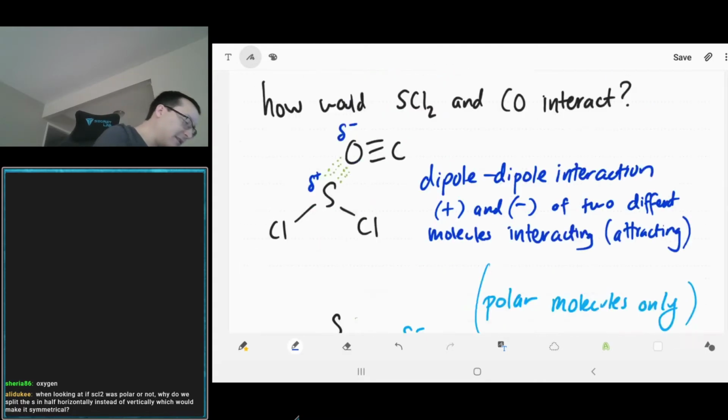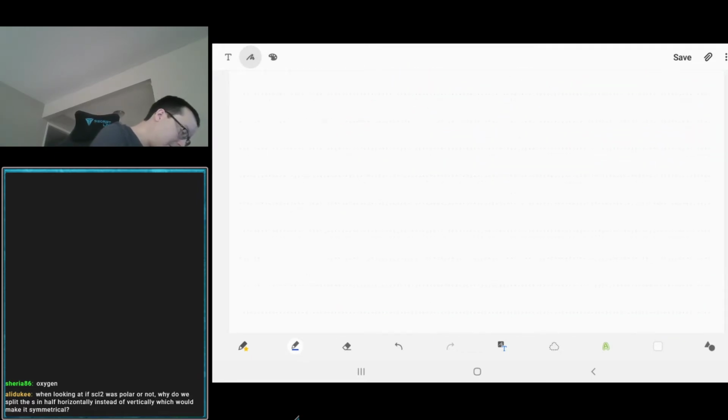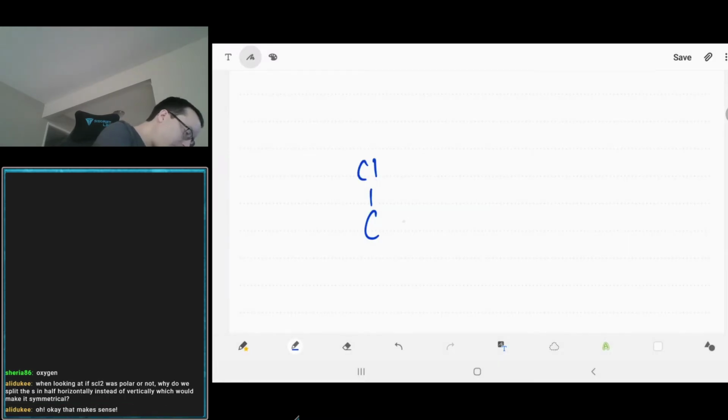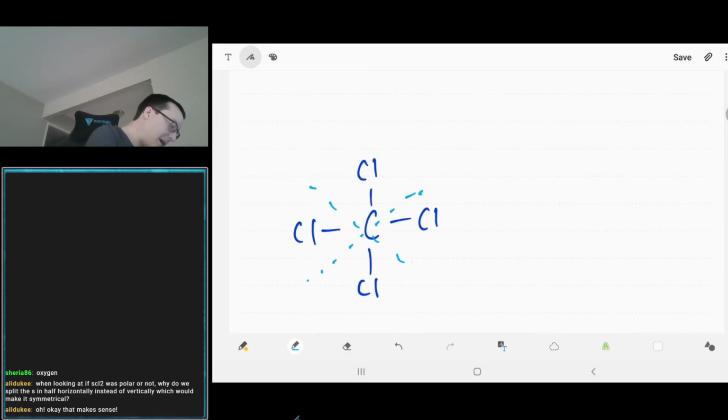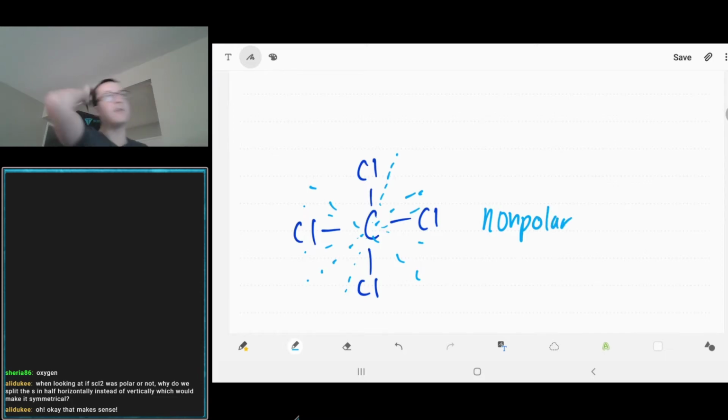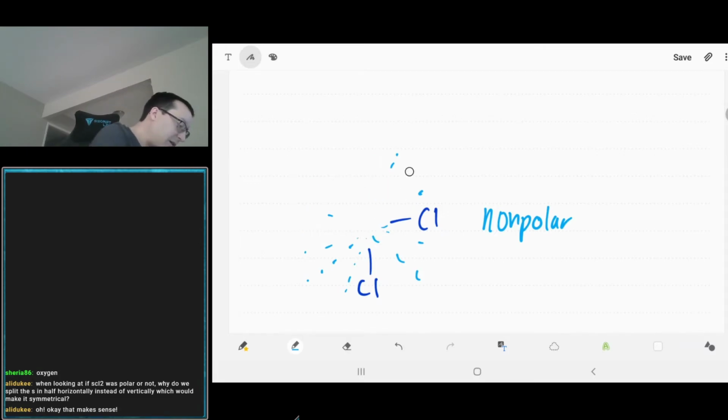So something like, for example, I'm just going to do this way down here. If we take a look at this guy, no matter which way we cut it, it's always going to be symmetrical. We can cut it that way, we can cut it that way, we can cut it at this weird angle right here. No matter what way we do it, it's always symmetrical, so this is going to be nonpolar. Yeah, that's what I meant there. Good question. We have to keep trying until we see something that is not symmetrical anymore. But again, just look for lone pairs is the easiest way.